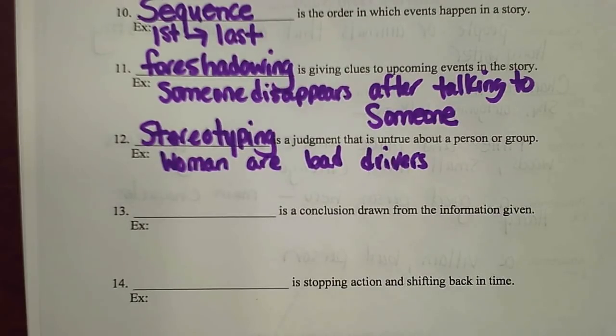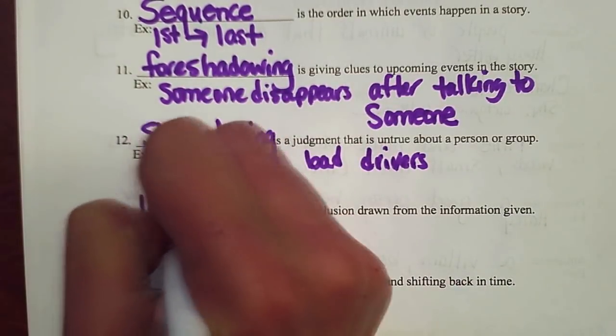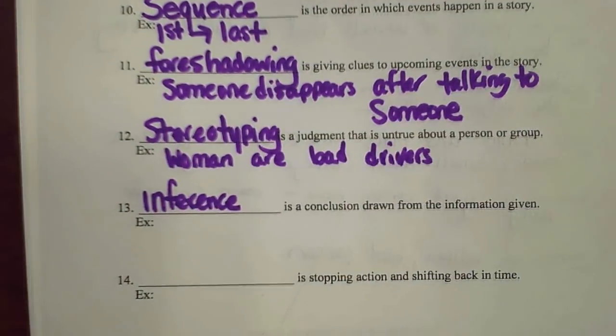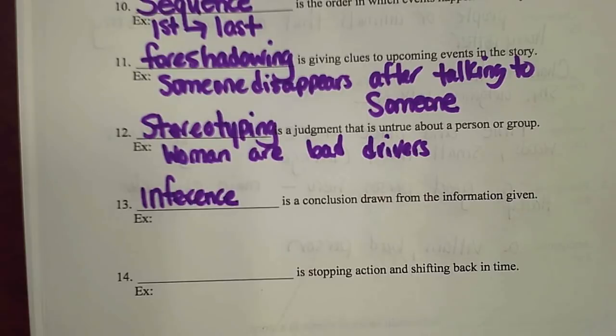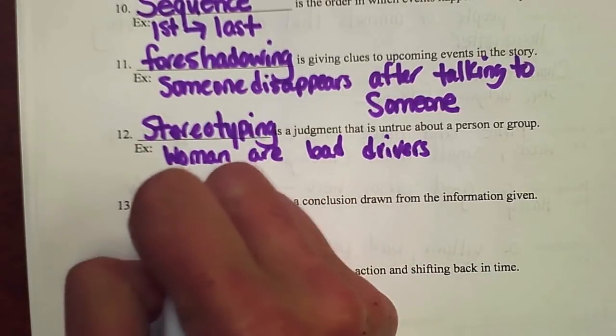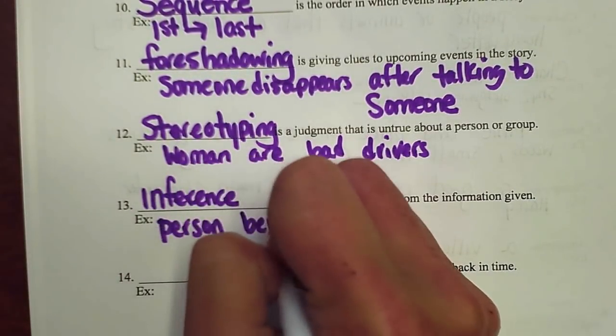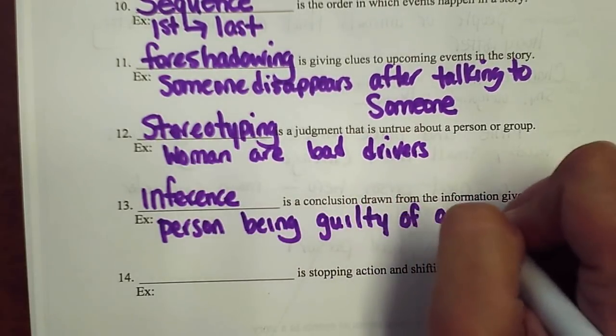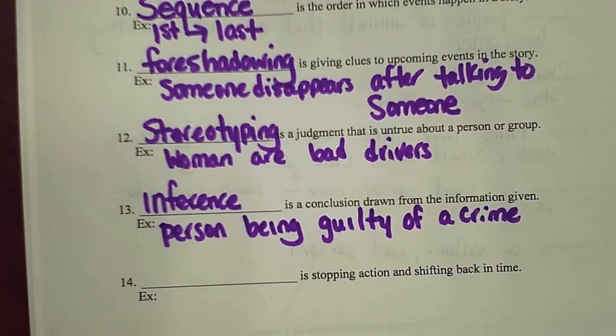Number 13, blank is a conclusion drawn from the information given. This is an inference. We infer or we make inferences not just in language arts, but in science, social studies, even math class. So an example of an inference might be a person being guilty of a crime. In science, if you do an experiment and you use certain chemicals and there's a certain outcome and you drew that conclusion based on the prediction you made initially, that could be another example of inference.